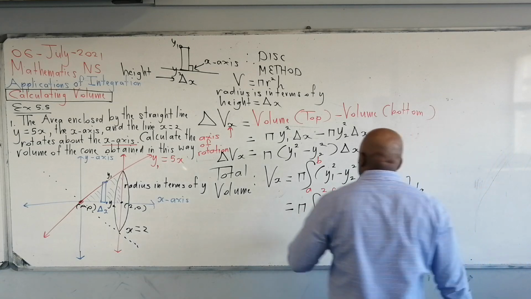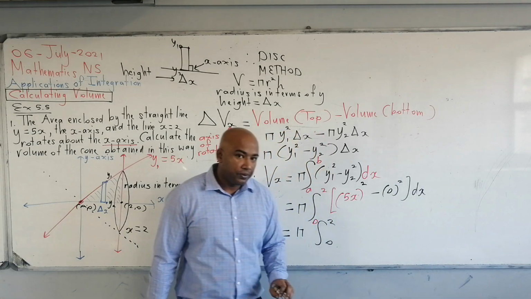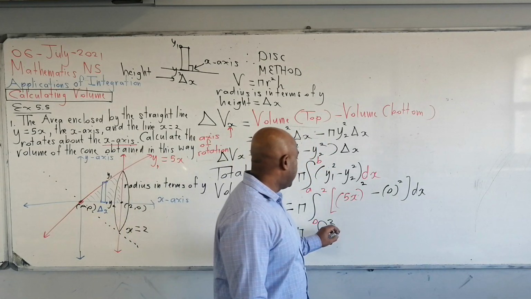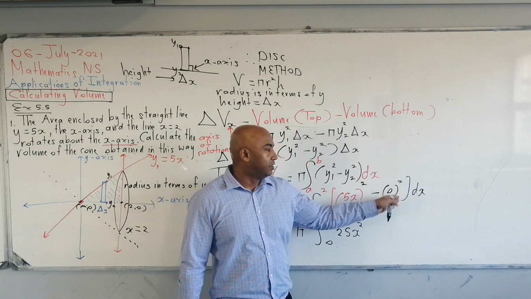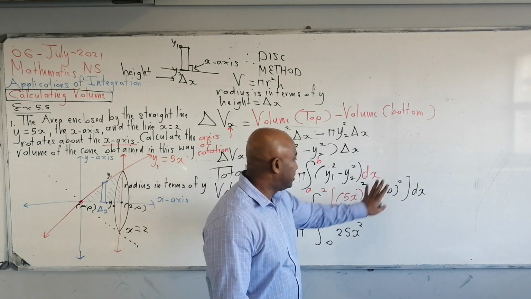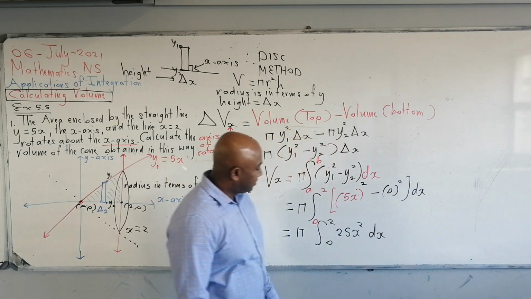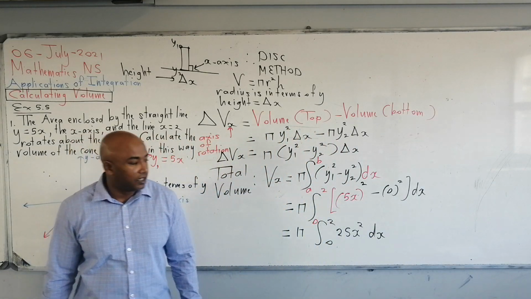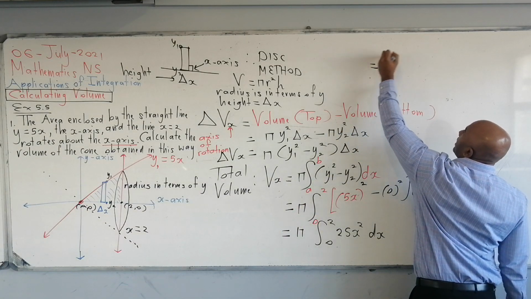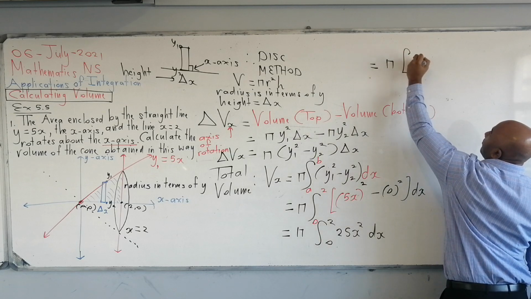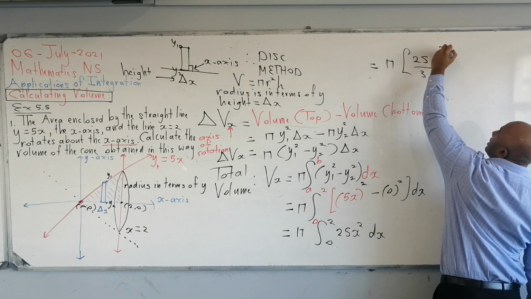So basically what's happening now? We got pi there, 2, 0. Then I got 5x all squared. That's going to be 25x squared. 0 squared is 0. 0 times anything is 0. So this is out. All you're doing is squaring this. There's your dx. So all we need to do is integrate 25x squared. So that's going to be equal to pi, and then we got 25x cubed, 2 plus 1 is 3, over 3.